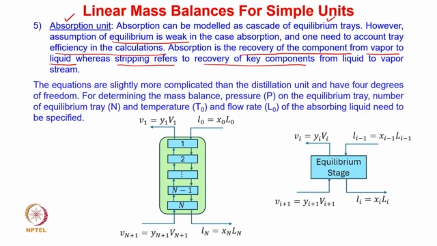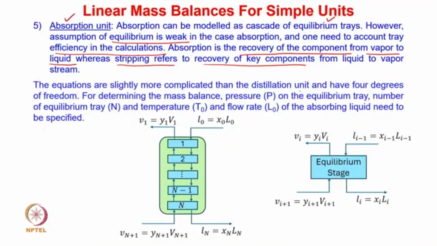Okay, now unlike the flash unit where only 2 degrees of freedom were there, then we have looked at distillation column where we had 3 degrees of freedom. In absorption unit we have 4 degrees of freedom. So that means 4 variables we have to specify in order to solve the material balance. So equations are slightly more complicated than distillation unit and have 4 degrees of freedom. For determining the mass balance we have to specify pressure on the equilibrium tray, we have to specify the number of trays and temperature and flow rate of the absorbing liquid. So this we have to specify.